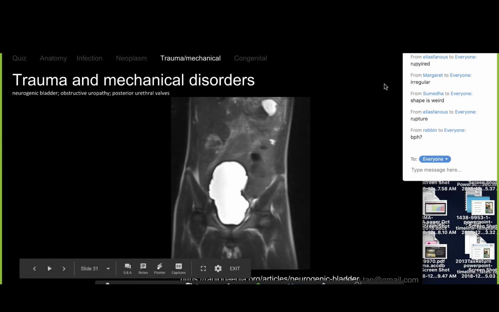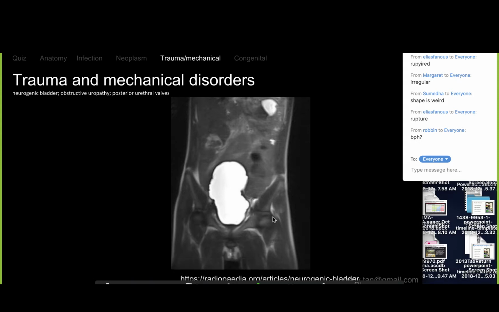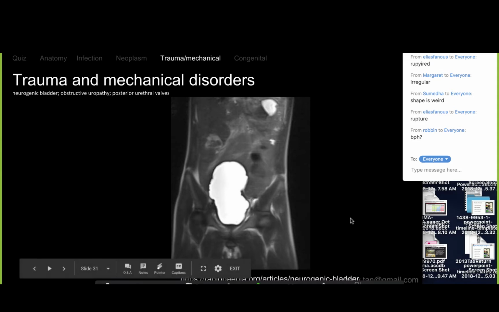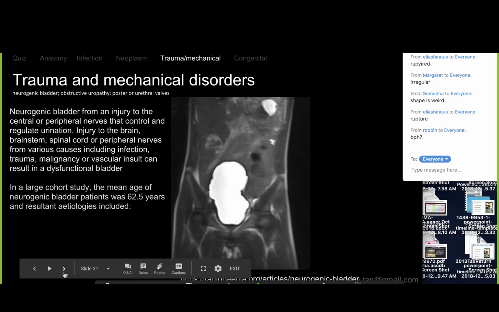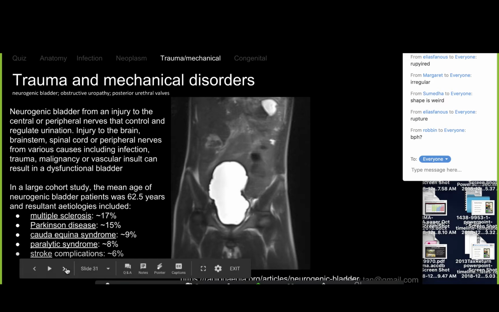It can be from BPH, for example, as one example of obstruction, or it could be neurogenic, like the patient has trauma and had a spinal cord transection. Now they have neurogenic bladder because they have abnormal nerve function. It could be mechanical, from BPH or tumors. A lot of different causes, but you basically have an obstructed or very large dilated bladder, and of course you would have to figure out what the underlying cause is. The neurogenic causes you can get are multiple sclerosis, Parkinson's, cauda equina, paralytic syndrome, and stroke.